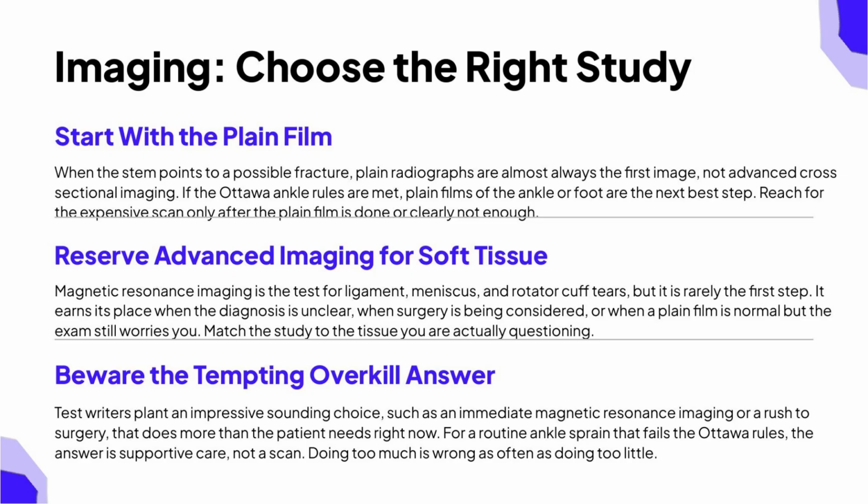Magnetic resonance imaging is the test for ligament, meniscus, and rotator cuff tears, but it is rarely the first step. It earns its place when the diagnosis is unclear, when surgery is being considered, or when a plain film is normal but the exam still worries you. Third, beware the tempting overkill answer. The test writers love to plant an immediate magnetic resonance imaging or a rush to surgery for a problem that just needs supportive care. Doing too much is wrong just as often as doing too little, so choose proportionate care.